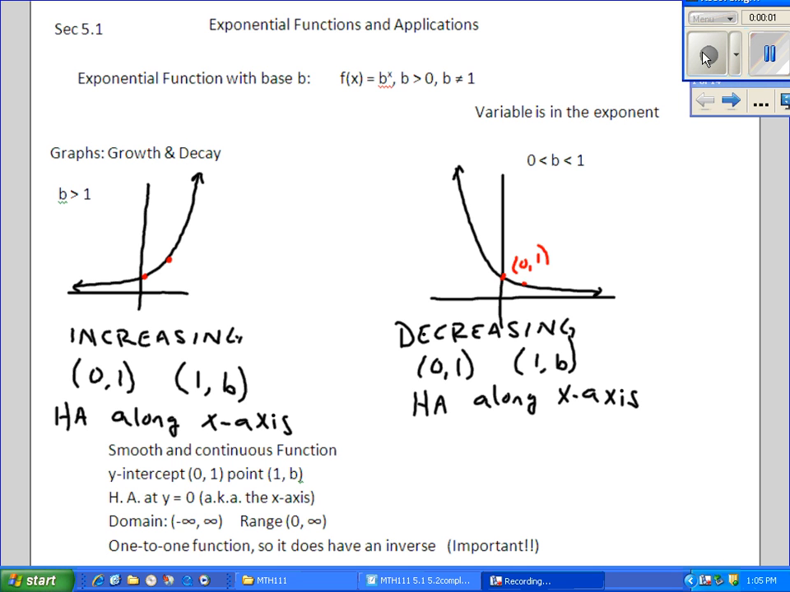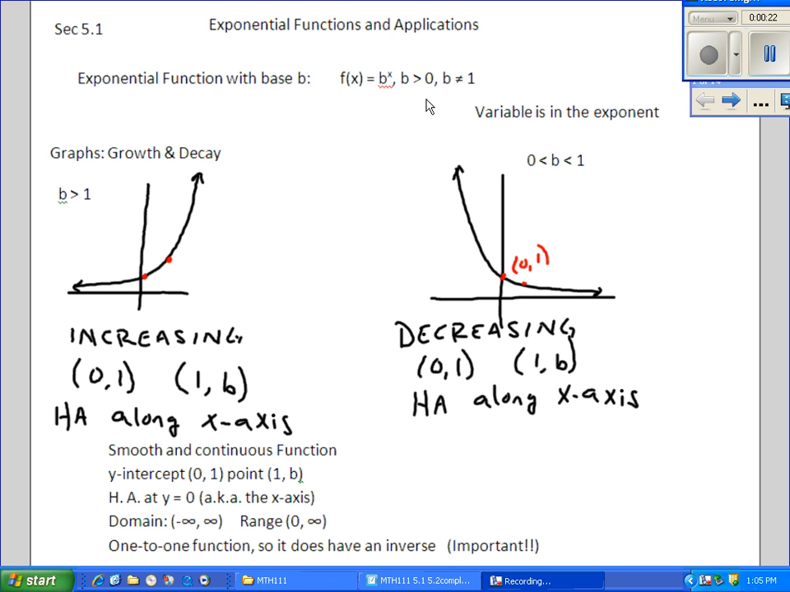Exponential functions. This is something you've probably seen in previous algebra classes. It gets covered many times over. So an exponential function with base b, we can define as f of x equals b raised to the power of x. The critical thing with an exponential function is that the variable's in the exponent, and then the base of the exponent is going to be a number.